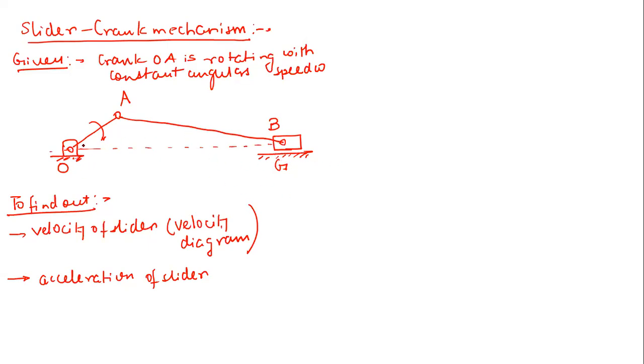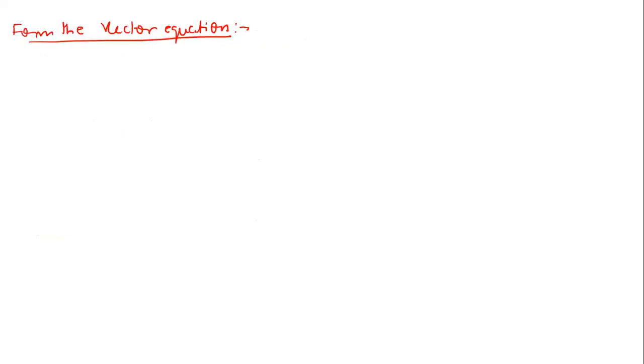Now we are going through this route: the acceleration of B relative to O. Why? Because we need to include this particular link OA, since at least for that, the angular speed is known to us. This is the route you have to follow. This is very easy. So just tell me quickly what will be the vector equation. OB equals OA plus AB.